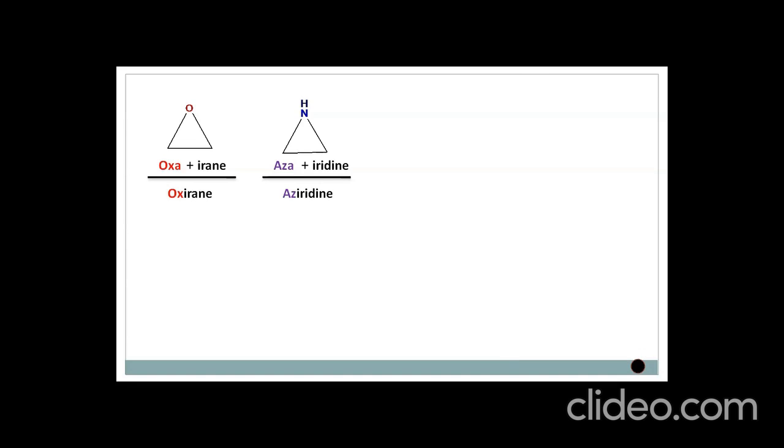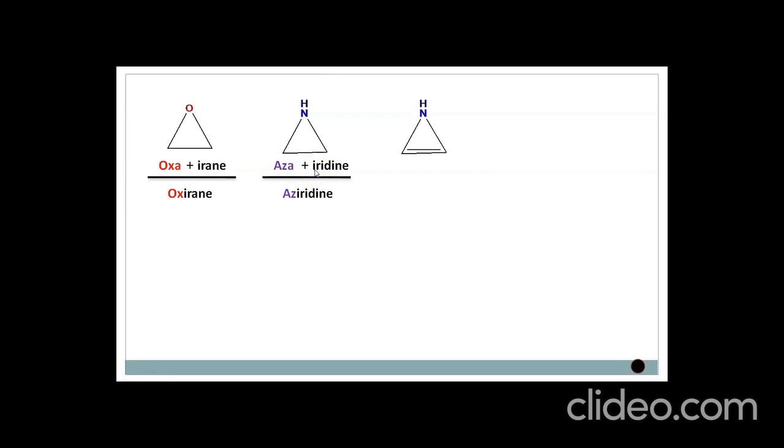With these two examples, you will also know that here is the oxa, but the A is dropped. Here is aza, but the A is dropped. So while combining this, you have to remember, if the stem begins with a vowel, the terminal letter A of the prefix is dropped. Here the stem is starting with vowel I, so we drop this A of the prefix, and that's why the name is oxirane. Same for this aziridine. We drop this A of the prefix because the stem is starting with a vowel.